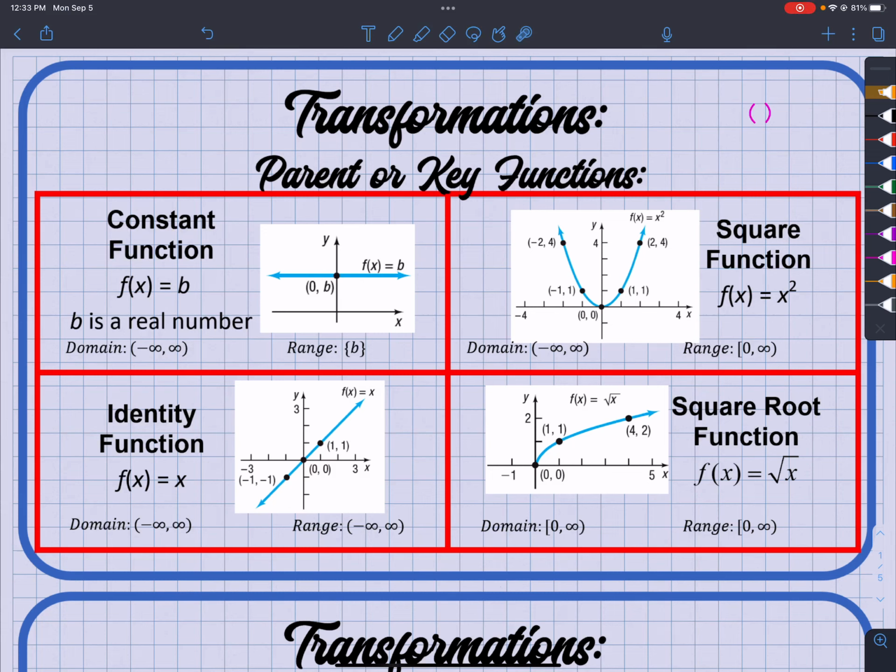All right, so today we're talking about transformations. These are called parent or key functions. A constant function would be a horizontal line where y or f of x is equal to some constant number. It even tells you what the domain and the range is, right? If you guys remember, the range would be a single value while the domain would be negative infinity to positive infinity, right?